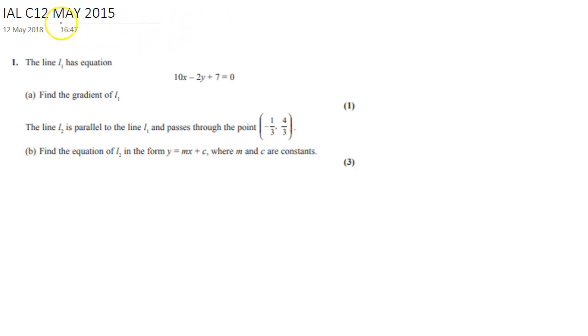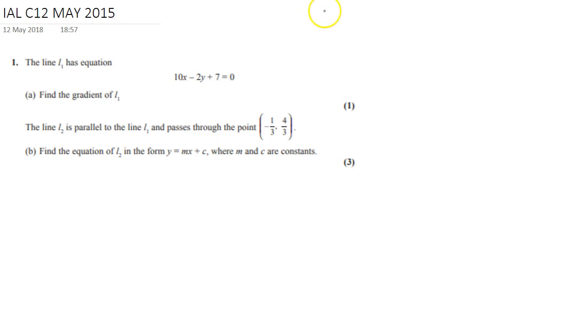IAL C12 May 2015. Question number 1. The line L1 has equation 10x minus 2y plus 7 is equal to 0. Find the gradient of L1.